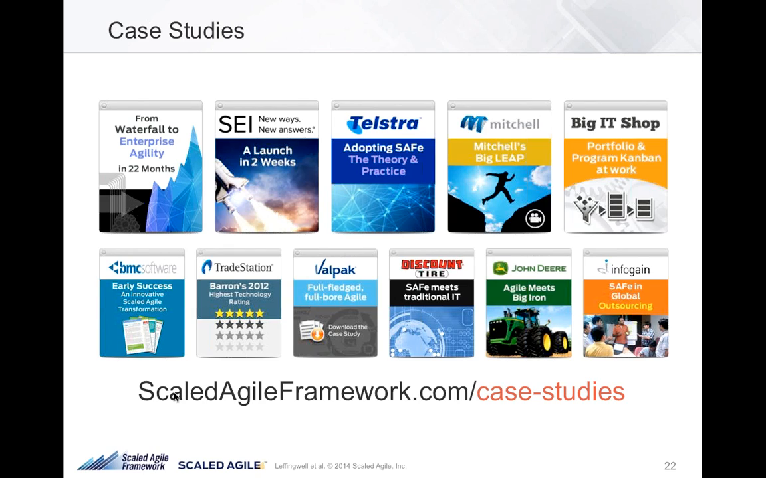And you needn't take my word for it. I wouldn't if I were you. I would go to scaledagileframework.com case studies and check out some of these companies. U.S. brand names like John Deere and Discount Tire and companies like Telstra and Valpak and BMC Software. These are the folks that are achieving these results. The case studies are there. Their results are there, and I think without exception, they're all attributed. What I mean by that is somebody has a blog or an email listed there, and you can talk to those folks. But I think as you read it, you'll decide that if they can get those results, we probably can too.